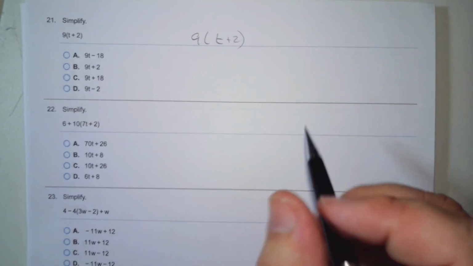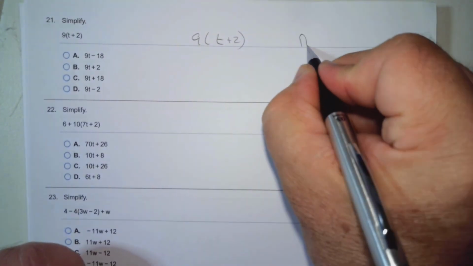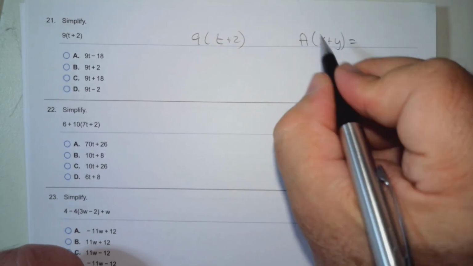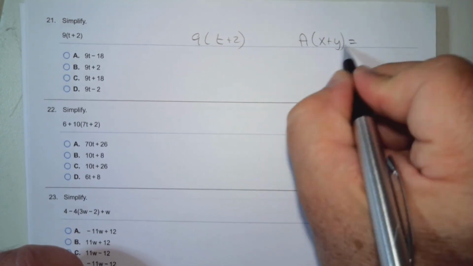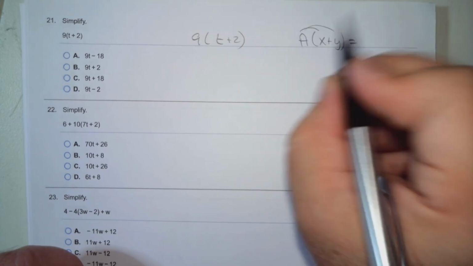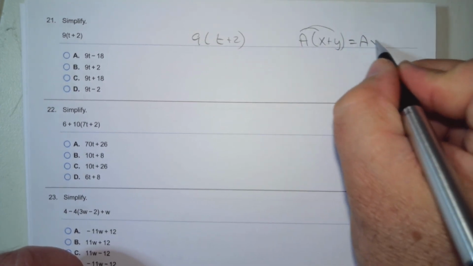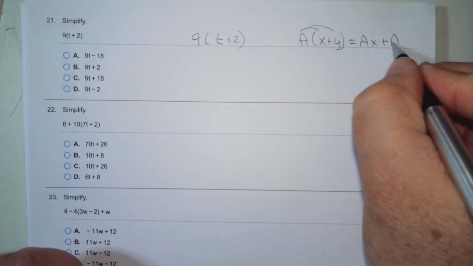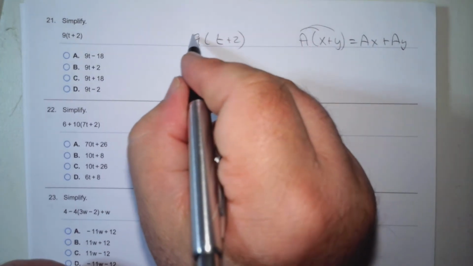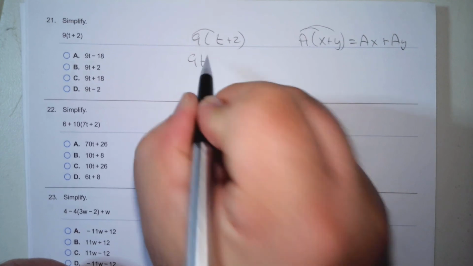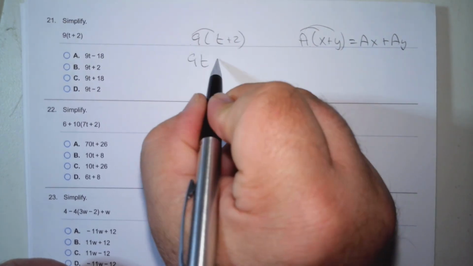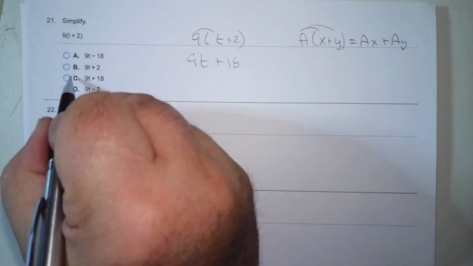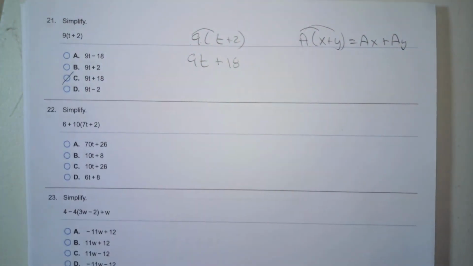This is just a distributivity rule. Remember, we talked about this in the properties. Whenever you have a coefficient out in front of parentheses, multiply it. So a times x is ax. A times y is ay. So 9 times t is 9t. Positive is positive. 9 times 2 is 18. 9t plus 18.